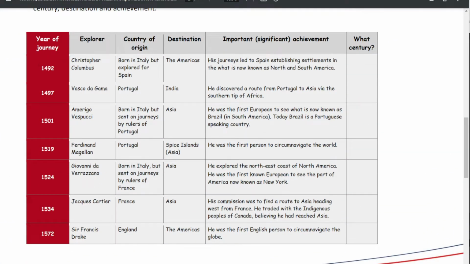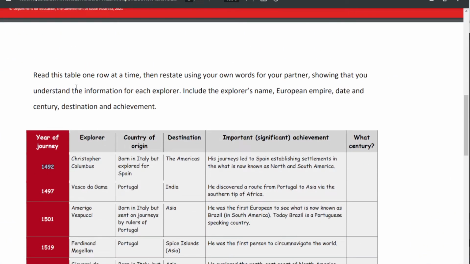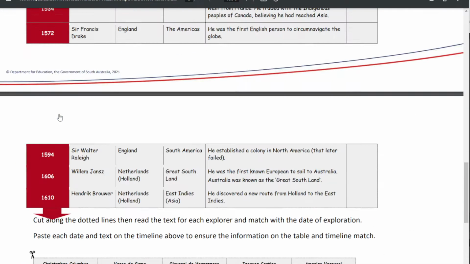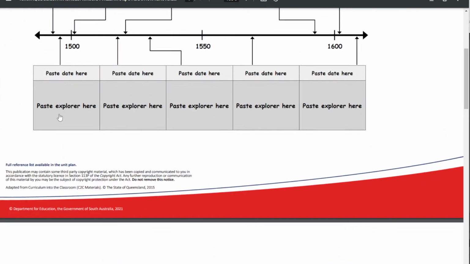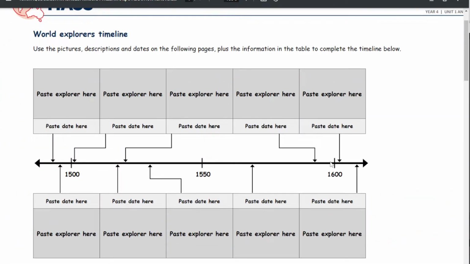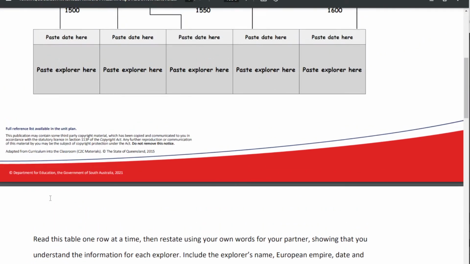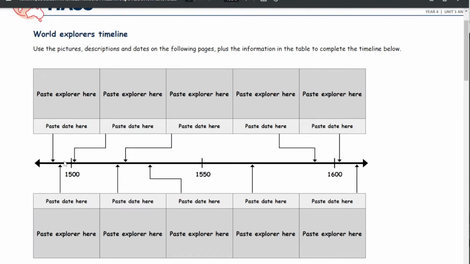So let's look at Christopher Columbus, 1492. All right, so I'm going to cut out 1492 and Christopher Columbus, and I'm going to stick it along this timeline. All right, so this is from 1500s to the 1600s, and we know that he journeyed in 1492. So about here. Oh, we've got two explorers that traveled in the 1400s.